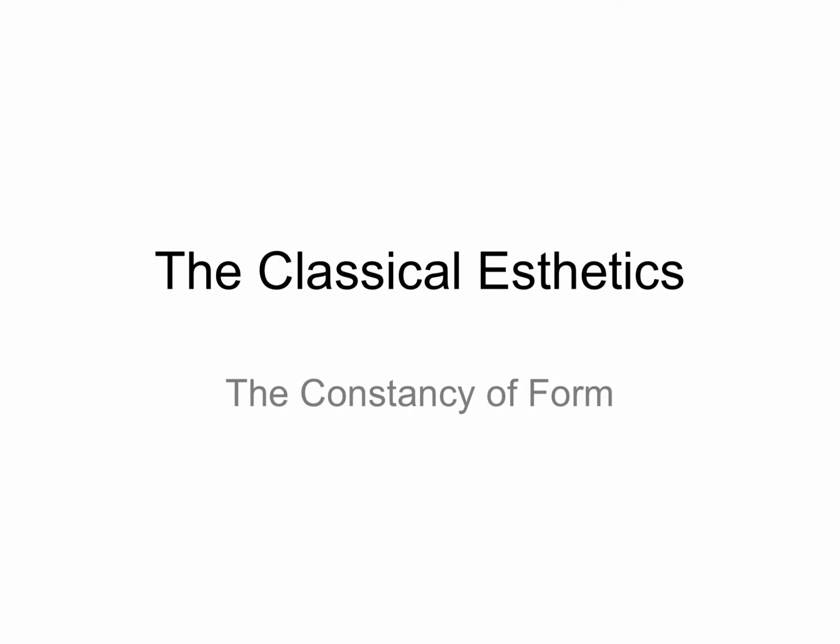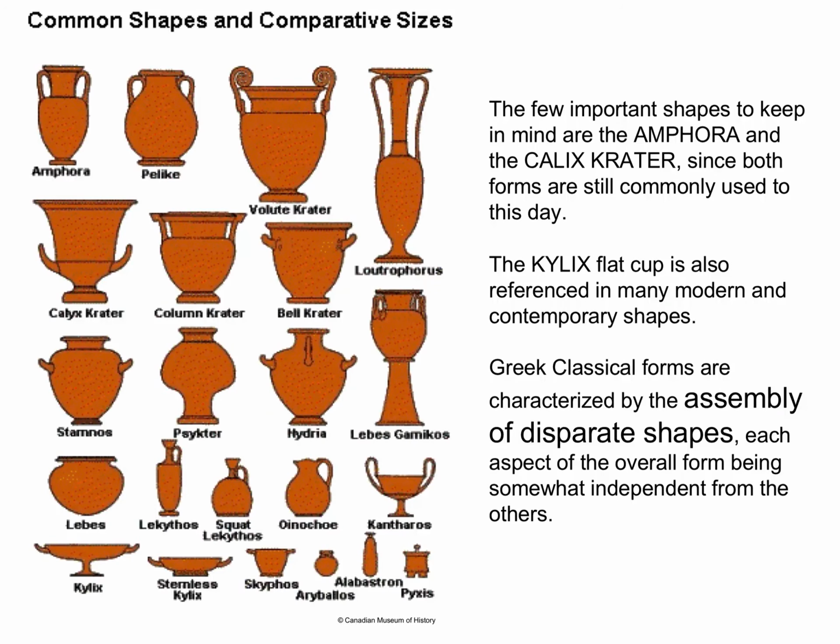Welcome to this first lecture on the classical aesthetics, the constancy of form. It's quite interesting to consider that in ceramics certain forms have been made for thousands of years, and the forms can be categorized into two groups. You can have Greek forms, which tend to be an assembly of disparate shapes.